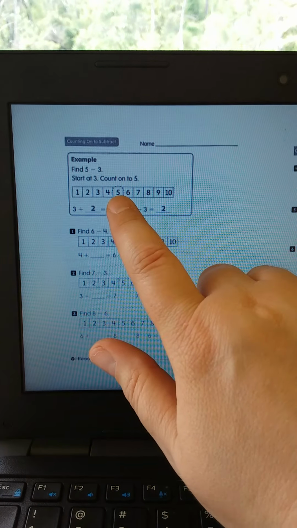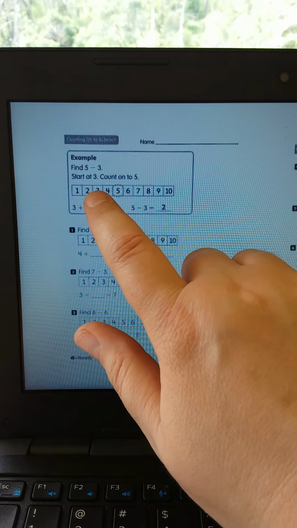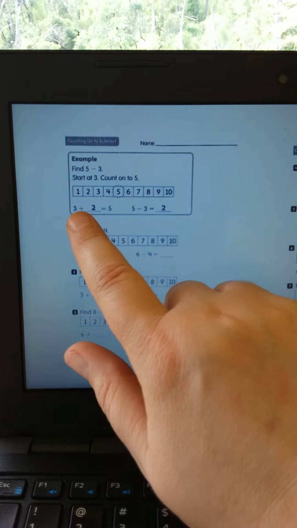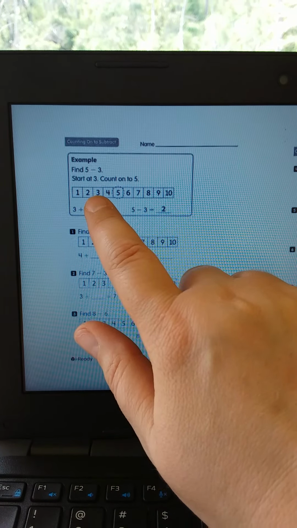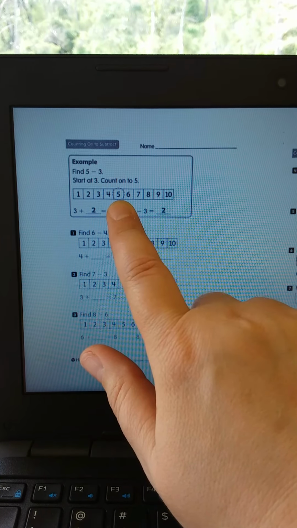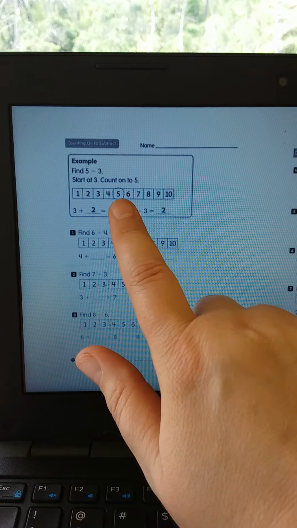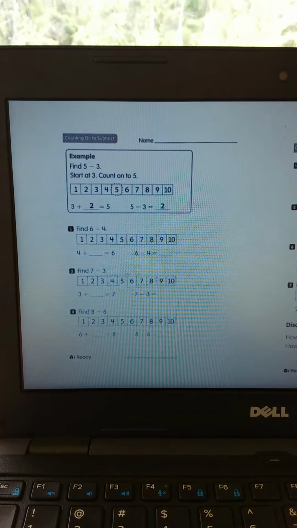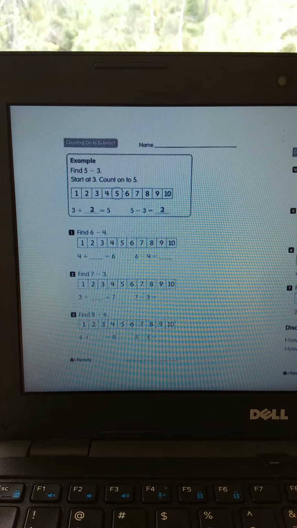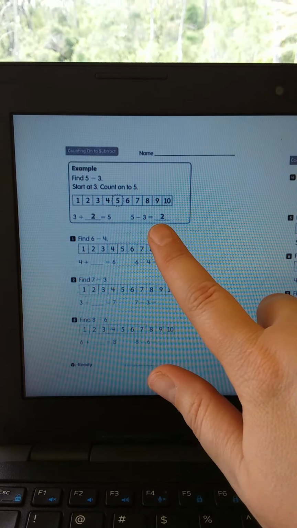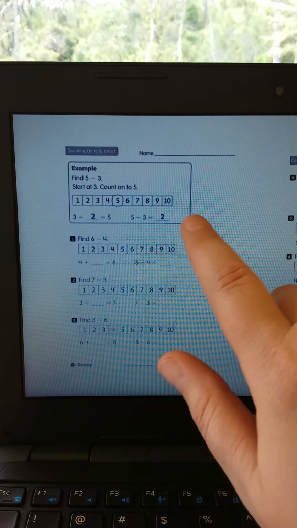So you could start at 5 and take away 3. 1, 2, 3, and your answer is automatically 2. But you can also start at that 3 and count up. 1, 2. Now, counting up to 5 was a lot quicker than starting at 5 and counting back 3. So that was a more efficient way or strategy to solve that equation. So 3 plus 2 is equal to 5. So therefore, 5 take away 3 is equal to 2.